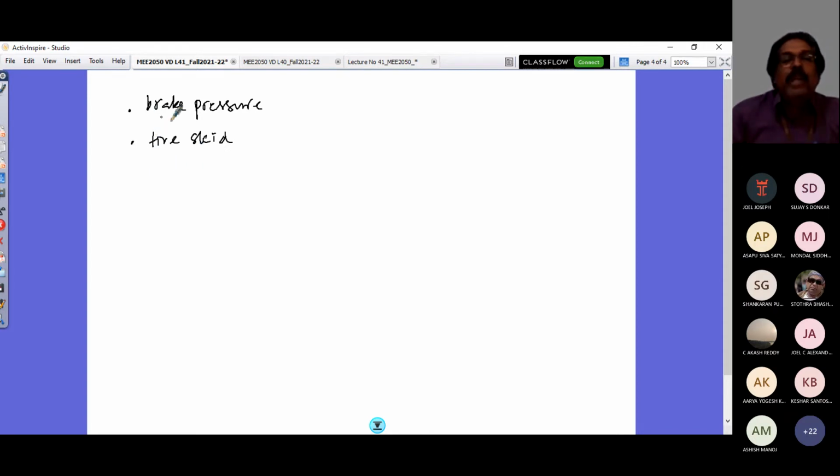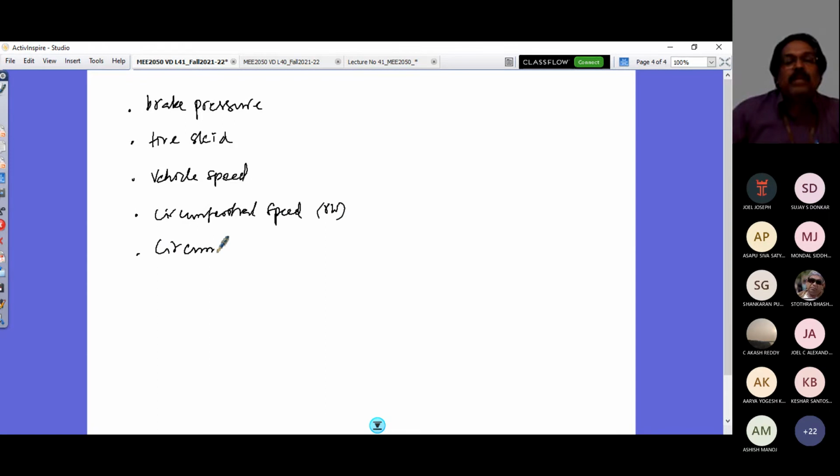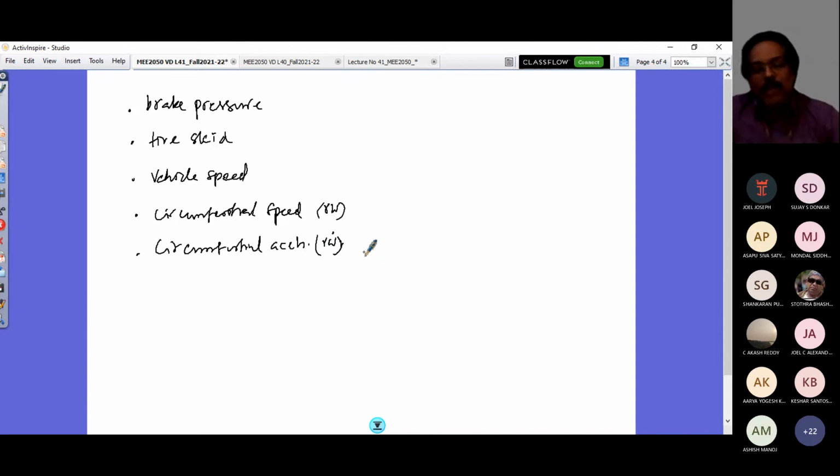That's what I'm writing down. So brake pressure, tire skid, what is happening to that value, then vehicle speed. Your vehicle speed has to go to 0 by the braking action at the shortest distance. That's the objective of your ABS, and that is while ensuring that wheels are not locked. Then the circumferential speed, which is different from the vehicle speed, and circumferential acceleration. Circumferential speed is r times omega, and circumferential acceleration is r times omega dot. These are the parameters of the tire as a function of time during the braking maneuver that should be looked at.